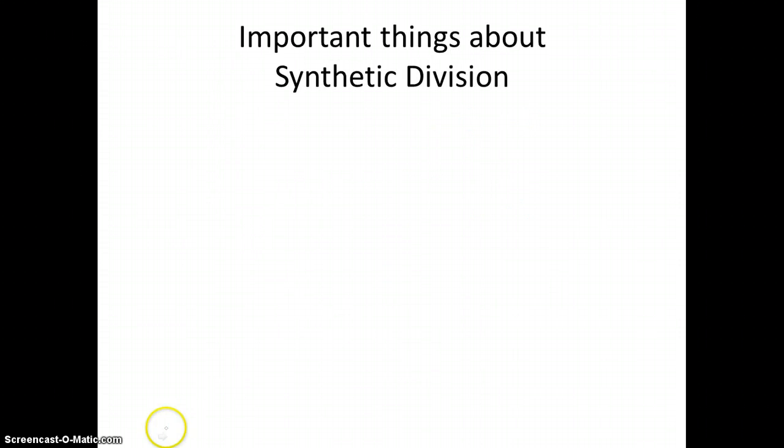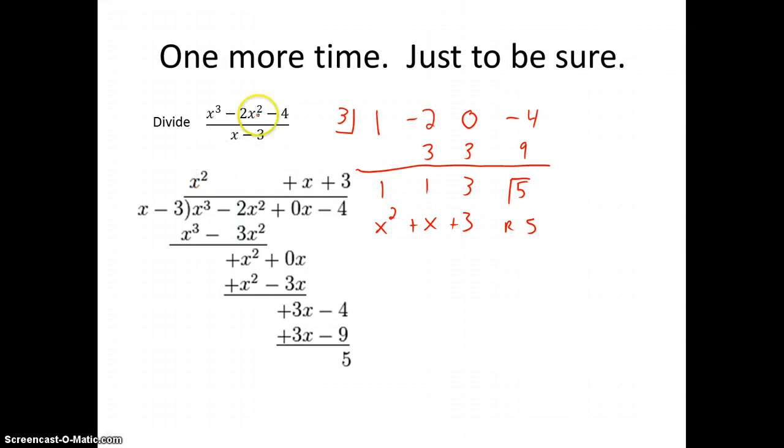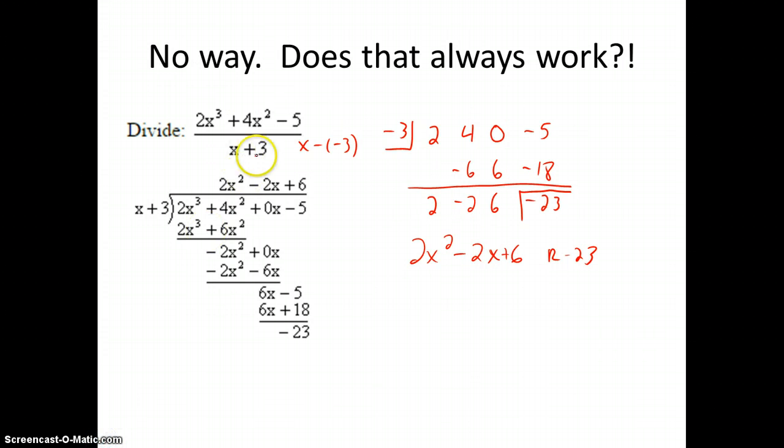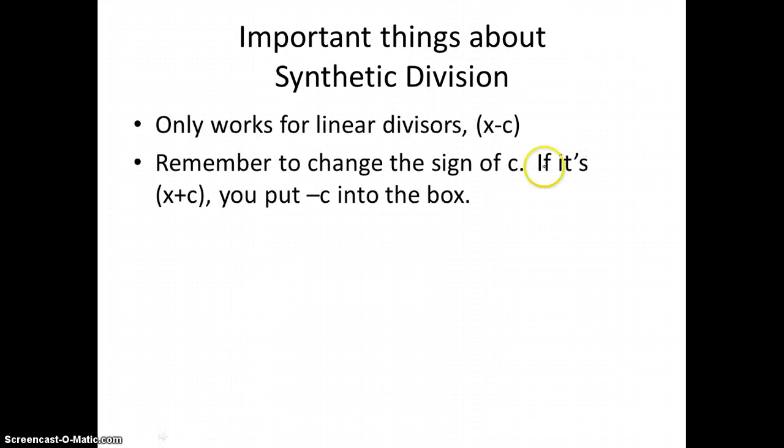So there are a few things that you have to note about this synthetic division method. One is that it only works for linear divisors x minus c. So it won't work for something like 2x squared minus 4. Whatever I'm dividing by has to be in that form. Just x minus a number, or it could be x plus a number. The only thing then is that you have to put in a negative. And that's the second thing worth noting: you have to always change the sign. So if it's x plus c, you put negative c into the box when you start. If it's x minus c, then you put in the positive c.